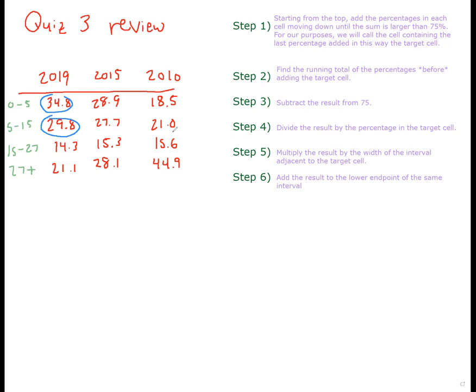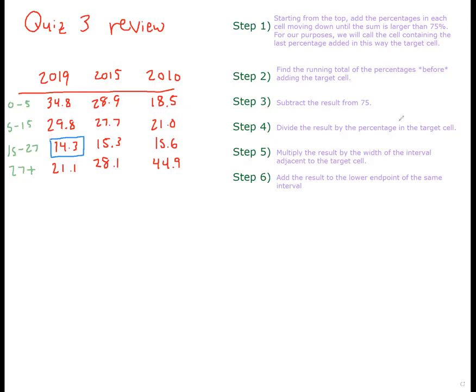I don't think 34.8 plus 29.8 is. Why is this calculator so slow? It's addition. It can't be that hard. 34.8 plus 29.8, grab the phone, 64.6, okay? And then add 14.3. This gives me 78.9. 78.9 is indeed bigger than 75. So this number was the last number I added to get me 78.9. So this is my target cell.